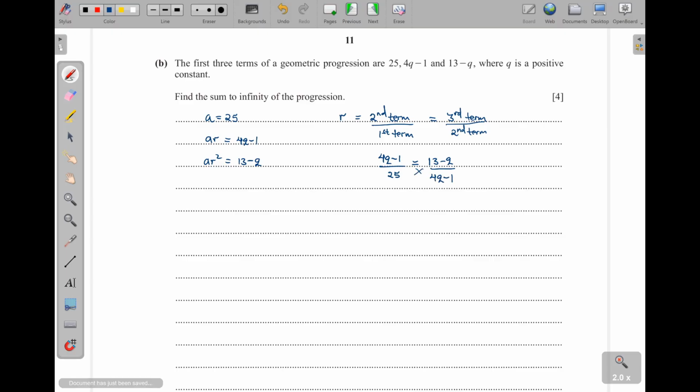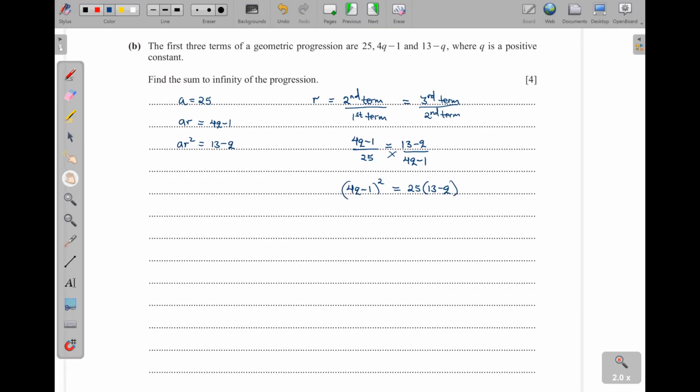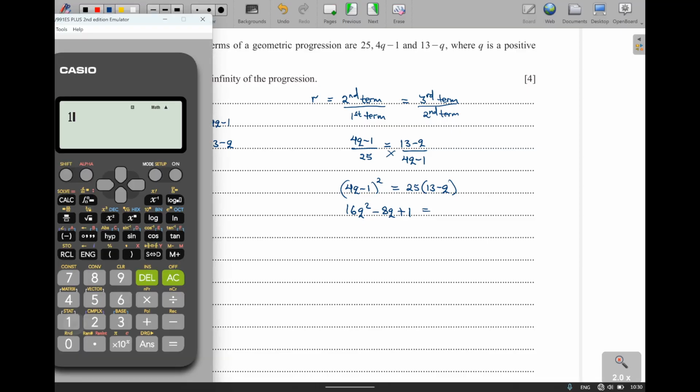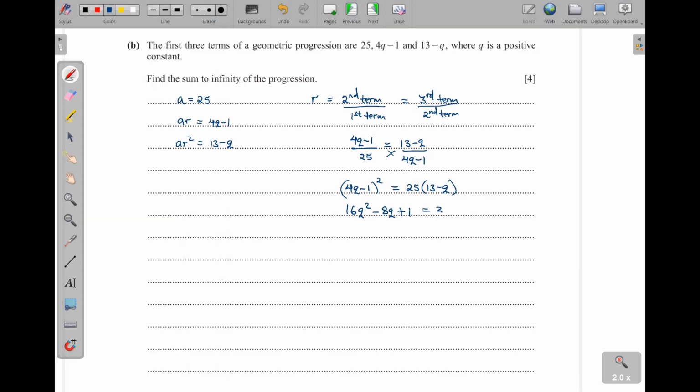Then when we cross multiply, we shall have 4q minus 1 squared equal to 25 times 13 minus q. That means we are going to get a quadratic equation, which will give us the values of q, and we take one value, which will give us the r value that can give us the sum to infinity. So squaring here gives 16q squared, then negative 8q, then plus 1. Then 13 times 25 is 325, then minus 25q.